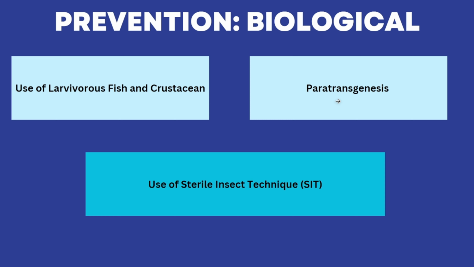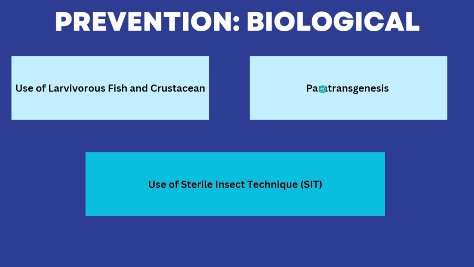Another one is paratransgenesis. Normally this one uses GMO technology, genetically modified technology, using GMO bacteria, genetically engineered bacteria, that we introduce to the vector to colonize the vector population, hence limiting the transmission of the disease. Meaning that they generate GMO bacteria that can be introduced into the mosquito.